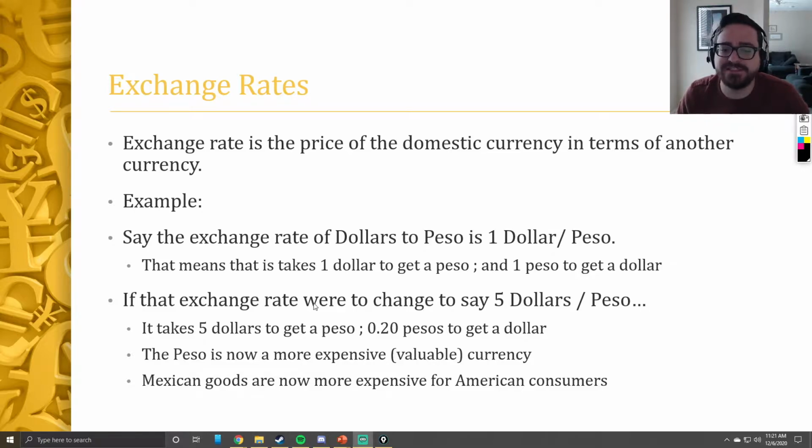It now only takes 0.2 pesos to get $1. Effectively, 4 Mexican nickels would get them a US dollar. If they were to give 1 peso, they'd get back $5. Dang. So now, how that works practically is that the peso is now a more expensive currency for Americans. It is more valuable. It also means practically, and this is what we're going to get down to today, that Mexican goods are now more expensive for American consumers.